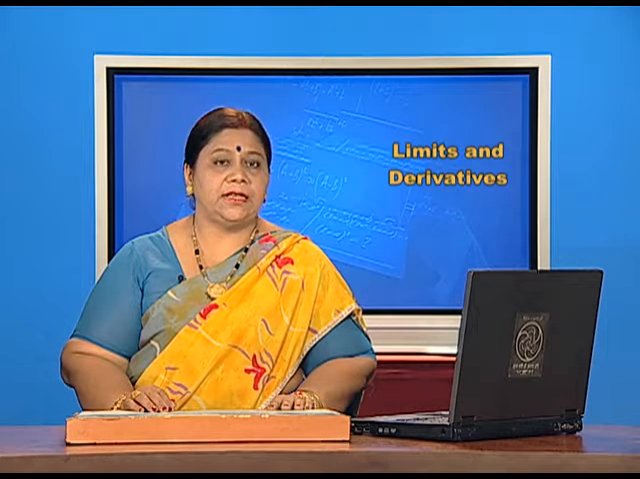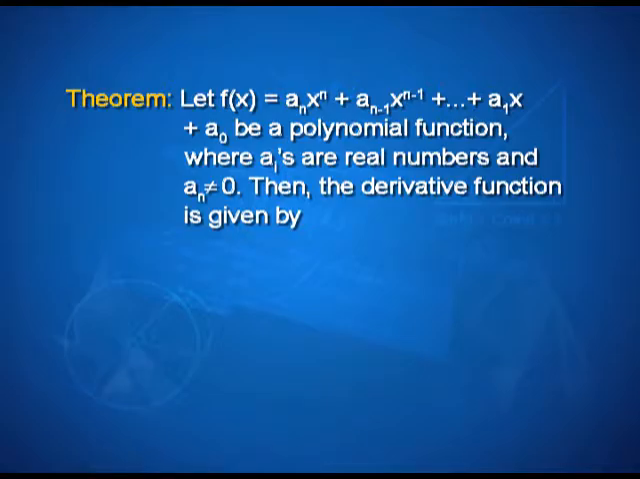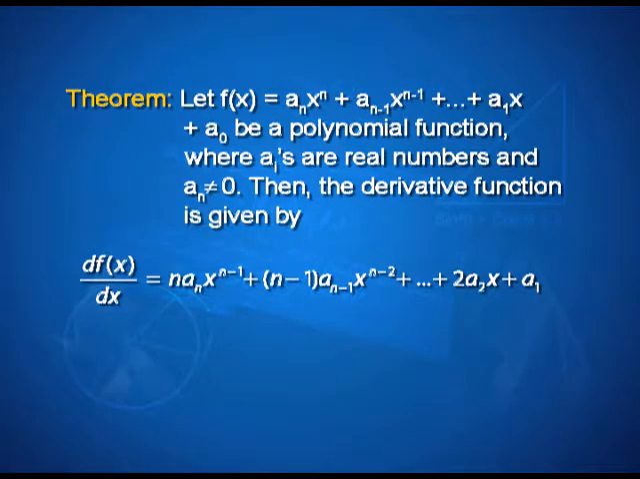Now, let us discuss the derivatives of polynomial and trigonometric functions. Look into the theorem. Let f(x) be equal to a_n x raised to n plus a_(n minus 1) x raised to n minus 1 plus so on plus a_1 x plus a_0 be a polynomial function where the a_i's are all real numbers and a_n is not equal to 0. Then the derivative function is given by d/dx of f(x) is equal to n into a_n x raised to n minus 1 plus (n minus 1) into a_(n minus 1) x raised to n minus 2 plus so on plus 2 into a_2 x plus a_1.